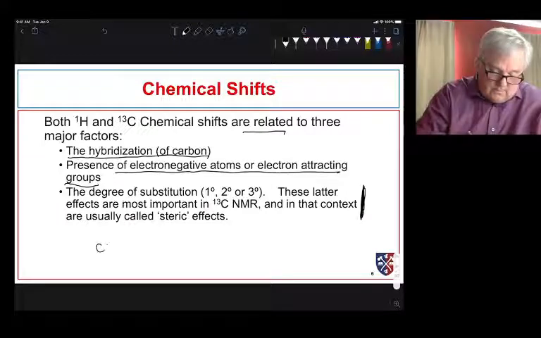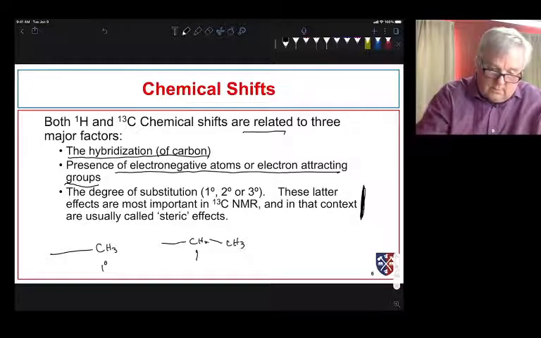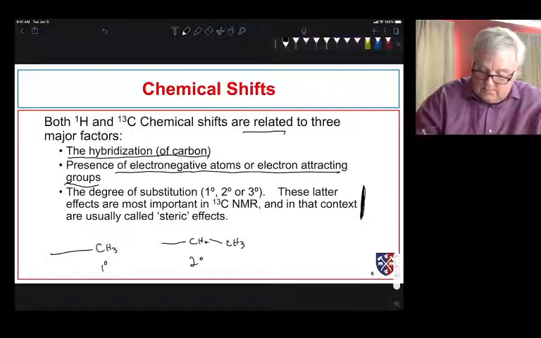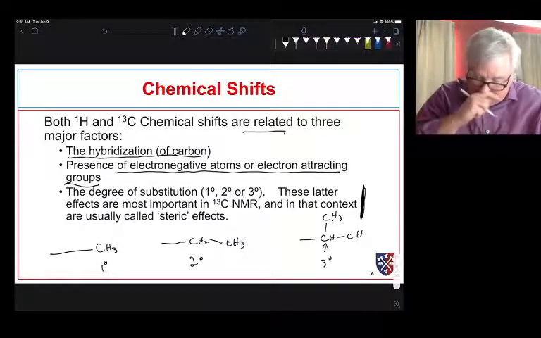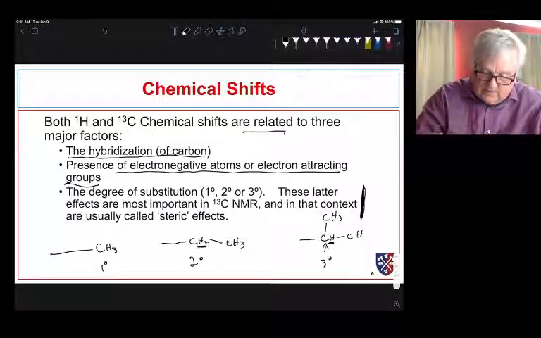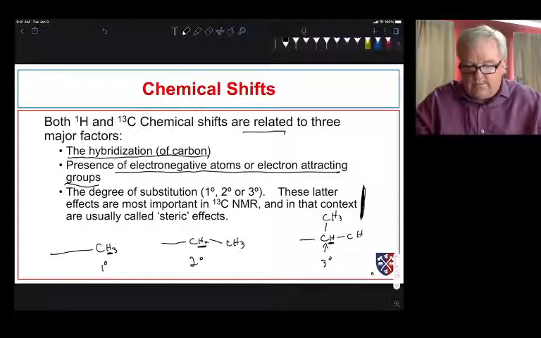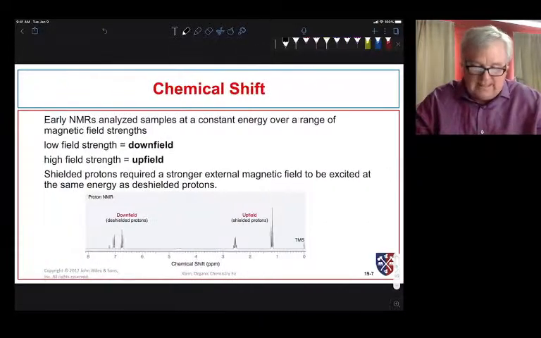So this is a primary carbon. Secondary carbon. And tertiary carbon. These would all have different signals. So these would come at a different chemical shift than these protons, as would these protons. Okay? So those are the major factors. Let's take a look at what that means.